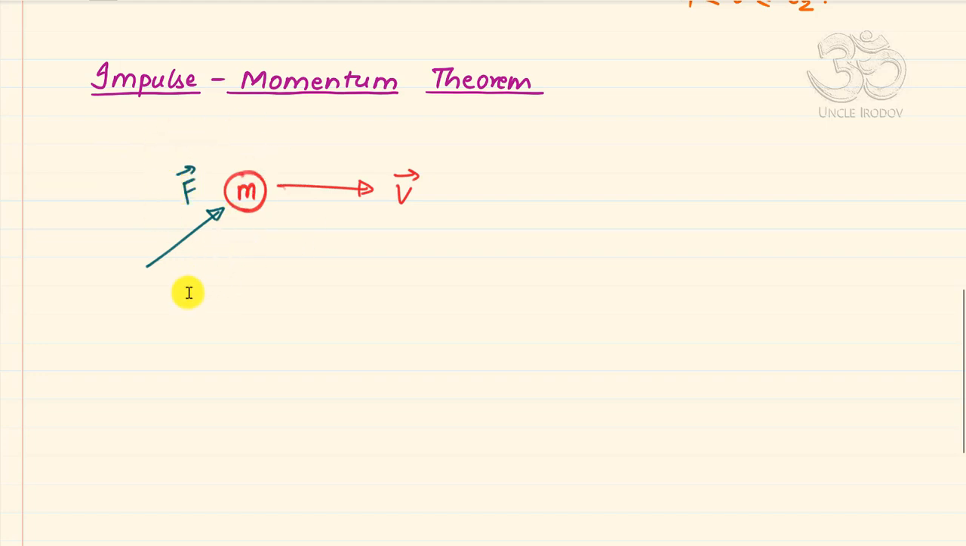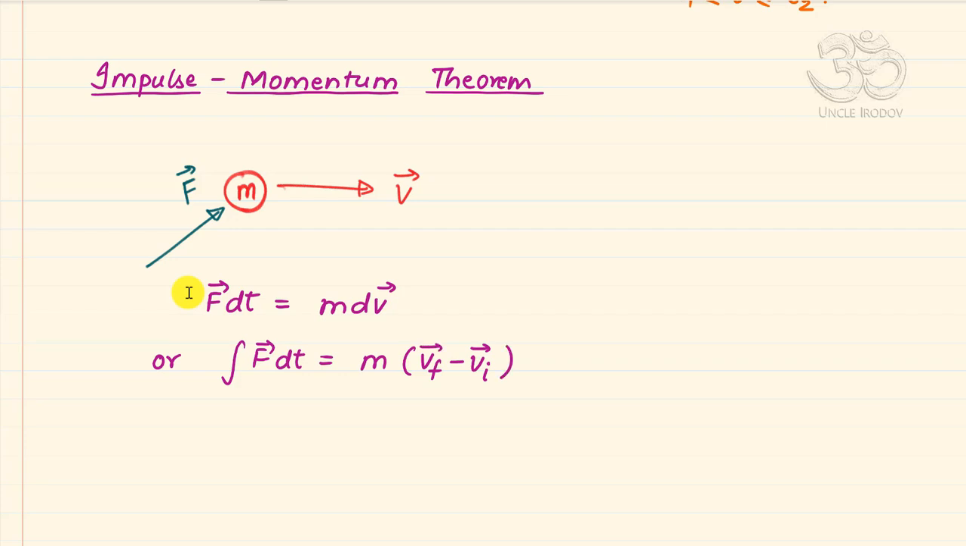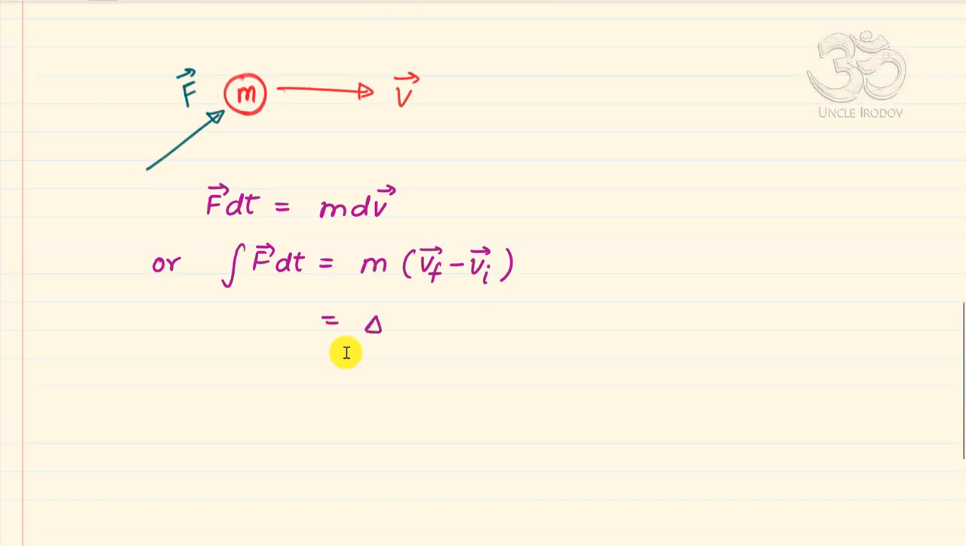Then F dt is equal to m dv, or you can say integral of F dt is equal to m times (v final minus v initial). After you integrate the right hand side, you are going to get v, and when you insert the limits, you are going to get v final minus v initial, and m v final is p final and m v initial is p initial. So you are going to get delta p, p final minus p initial, and on the left hand side there is this J anyways.